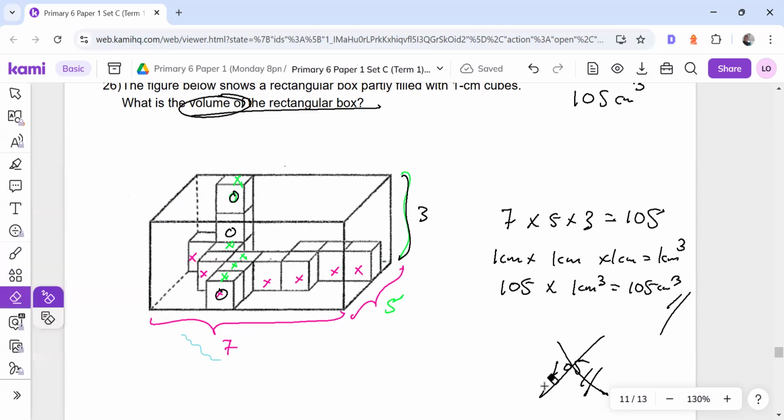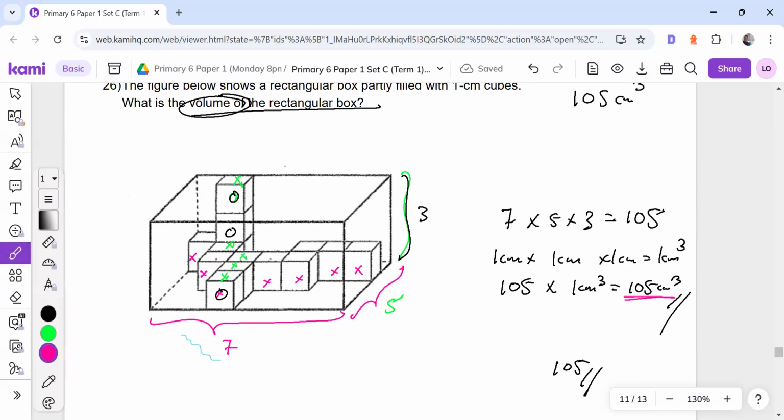So be careful. Miss Ong said, emphasize already. There is a big difference between this and this. This is wrong. This is how many cubes. This is volume, which is correct. Okay? Got it?